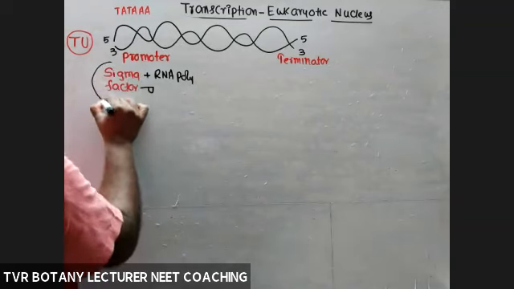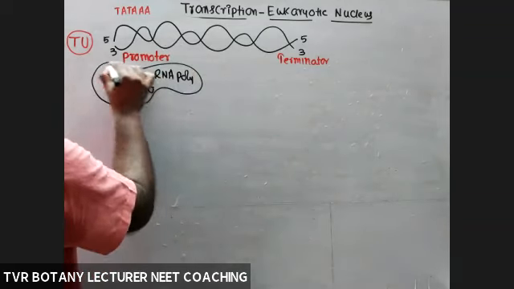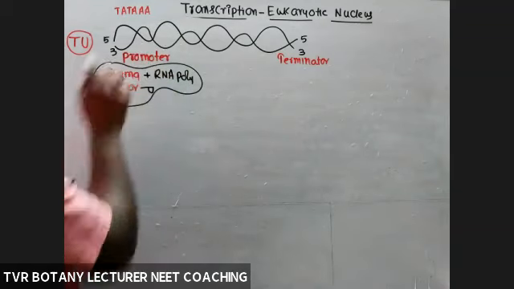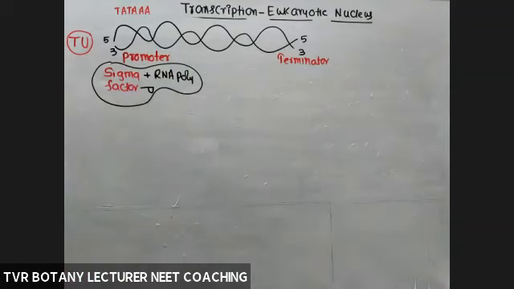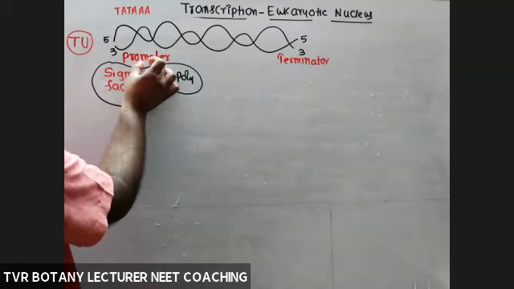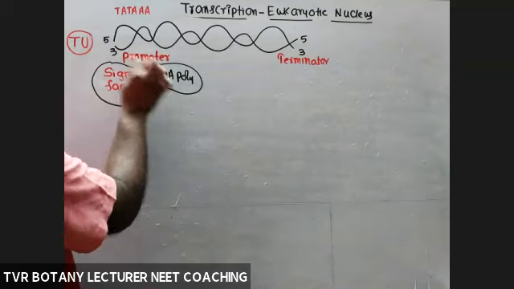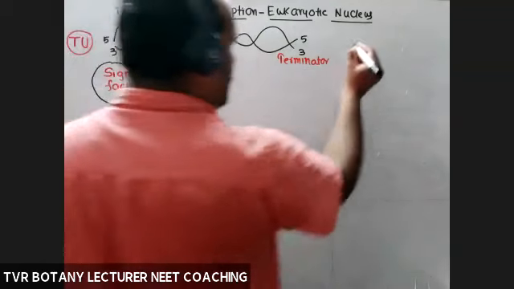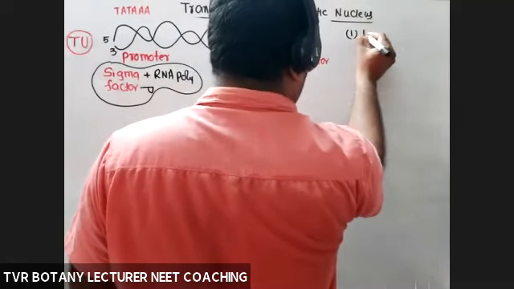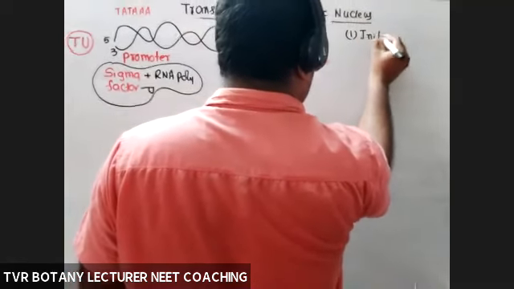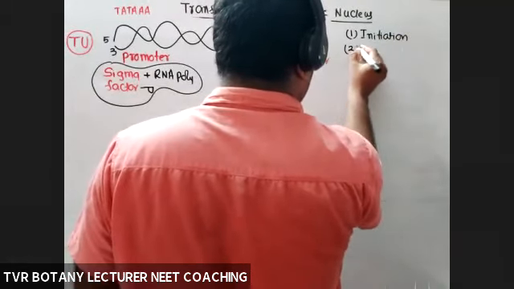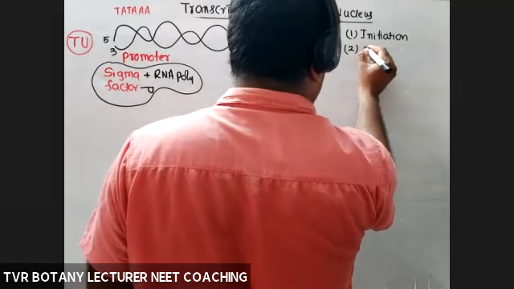So with the help of a sigma factor, RNA polymerase is able to identify the promoter. So RNA polymerase is able to bind the promoter. So that is the initiation point. So what are the steps present in transcription that are common for all? One is initiation, with the help of a sigma factor by RNA polymerase.